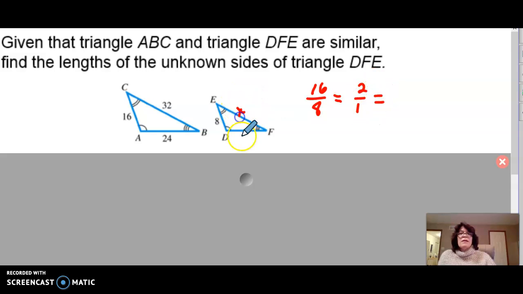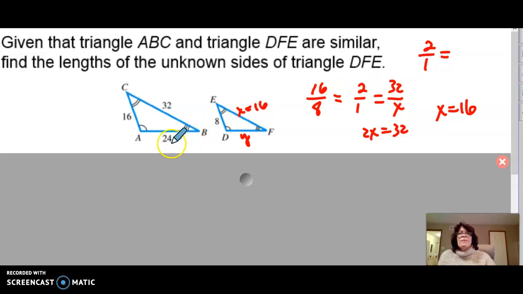I'm going to call this x and this y. So 2 to 1 is the same as 32 to x. So 2x equals 32. X is 16. This has to be 16. Also, 2 over 1 has to equal 24 to y. So 2y equals 24. Y is 12.